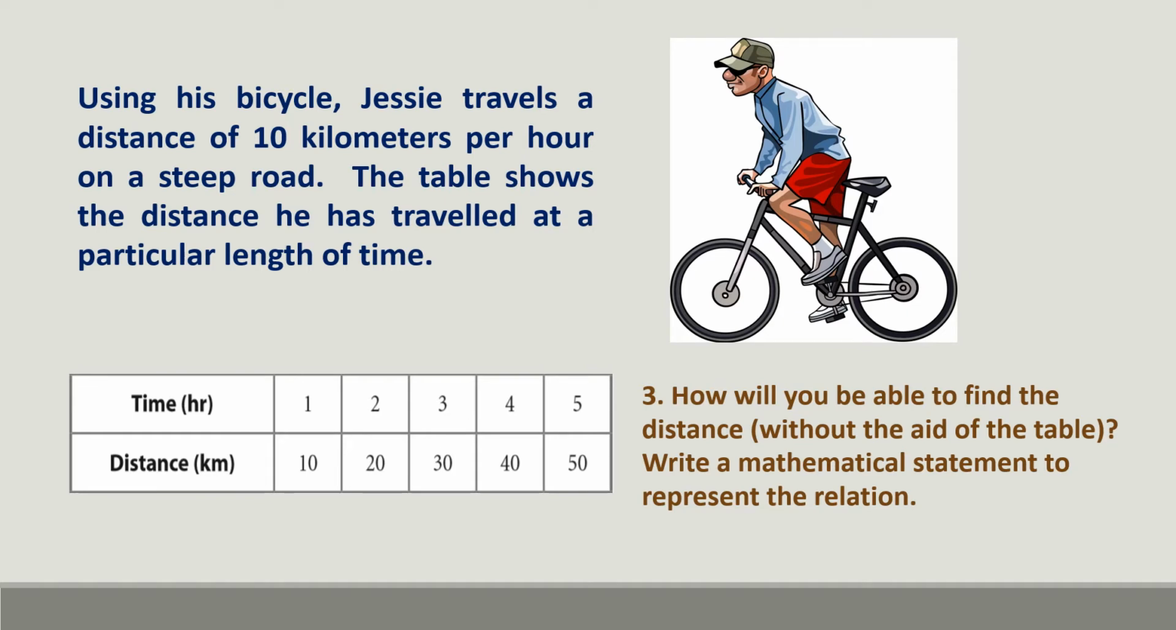But what if there is no table given, class? How will you still find Jesse's distance? Now, this is where you'll realize the significance of formulas, equations, or mathematical statements. This problem actually tells us that distance traveled by Jesse is 10 times the length of time. So it's basically D equals 10 times T, with 10 as the K or the constant of variation.